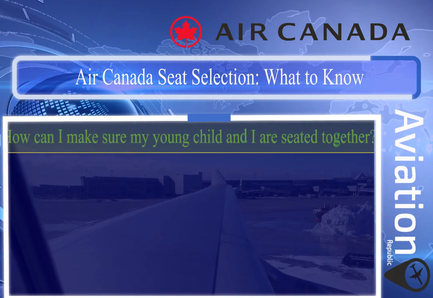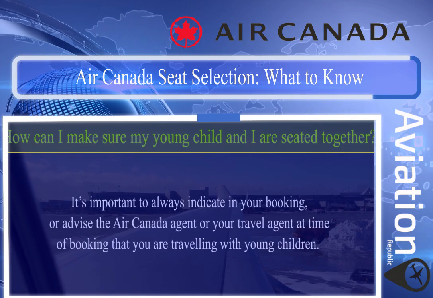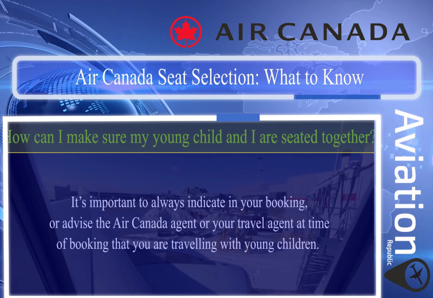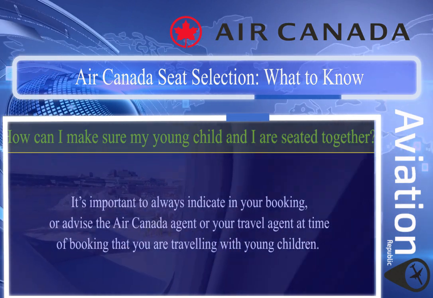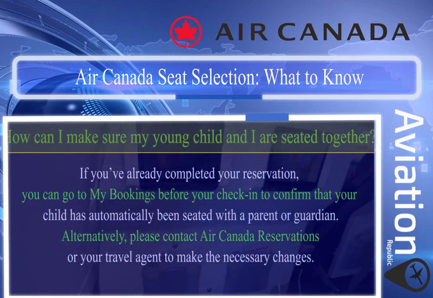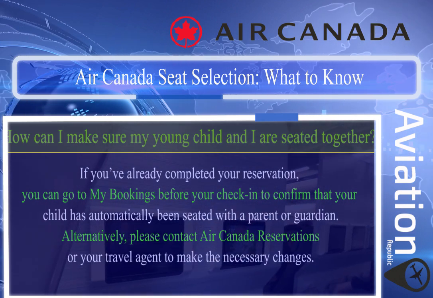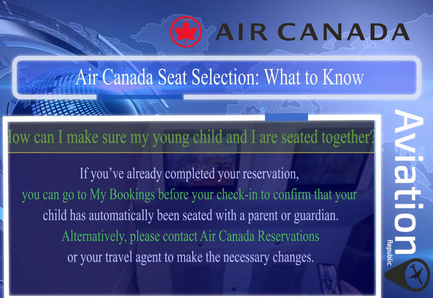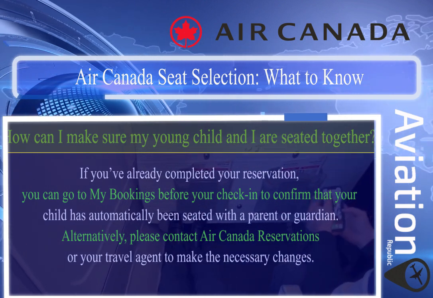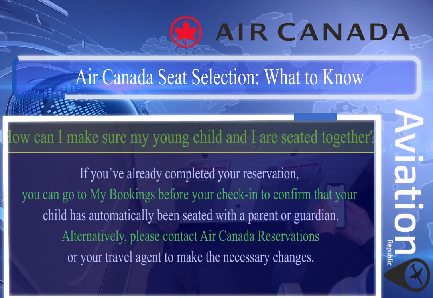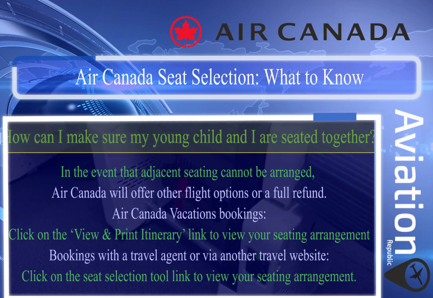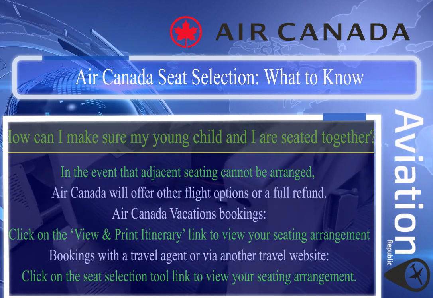How can I make sure my young child and I are seated together? It's important to always indicate in your booking, or advise the Air Canada agent or your travel agent at time of booking, that you are traveling with young children. If you've already completed your reservation, you can go to My Bookings before your check-in to confirm that your child has automatically been seated with a parent or guardian. Alternatively, please contact Air Canada Reservations or your travel agent to make the necessary changes. In the event that adjacent seating cannot be arranged, Air Canada will offer other flight options or a full refund.